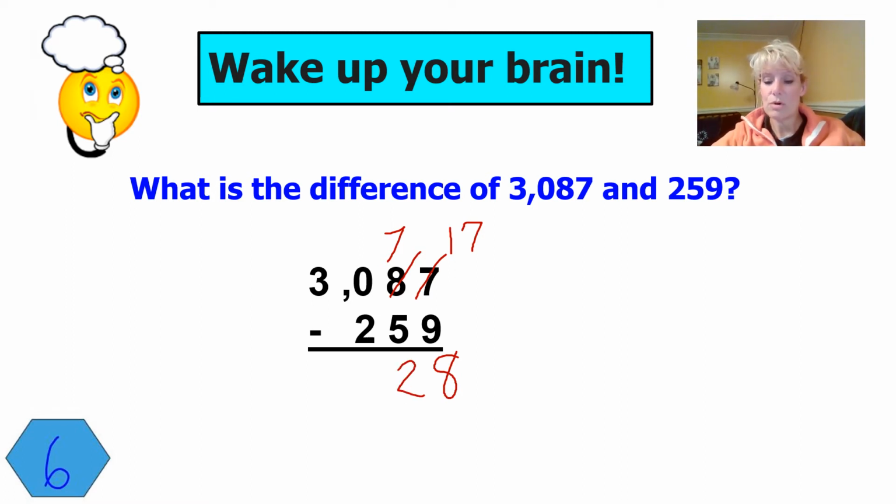I have a 0 in my hundreds place, so I have to go over to the thousands place and borrow. That becomes a 2. This becomes a 10. 10 take away 2 is 8. I drop down my comma, and you should have gotten 2,828. If you did, thumbs up. You're waking your brain up.